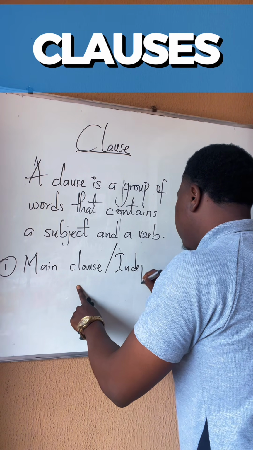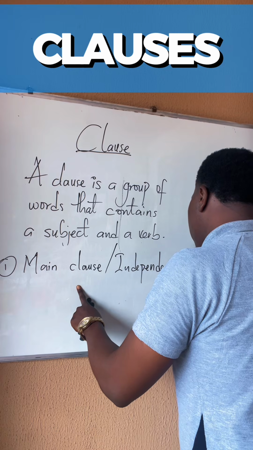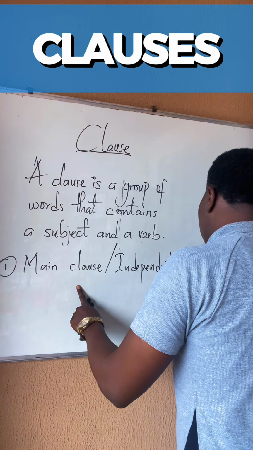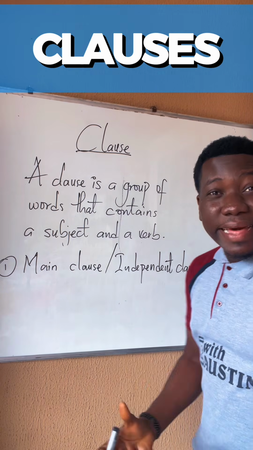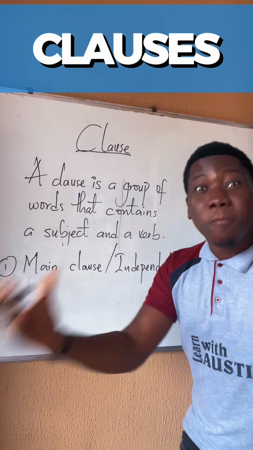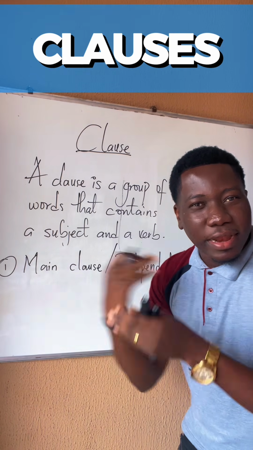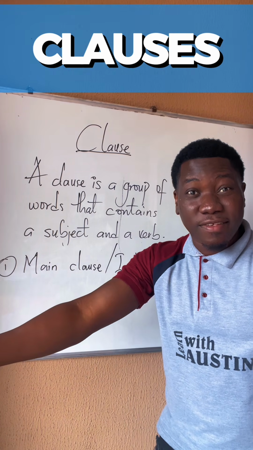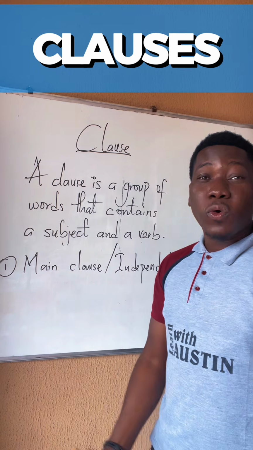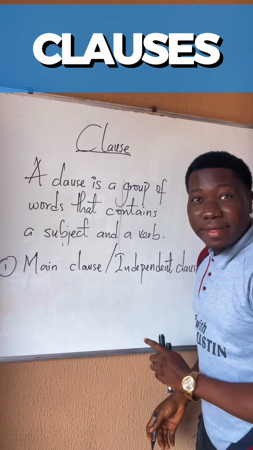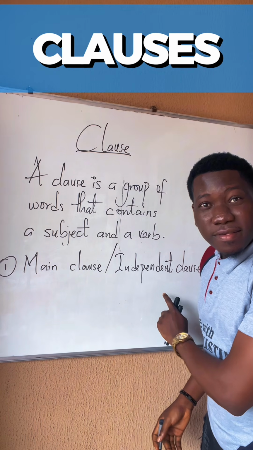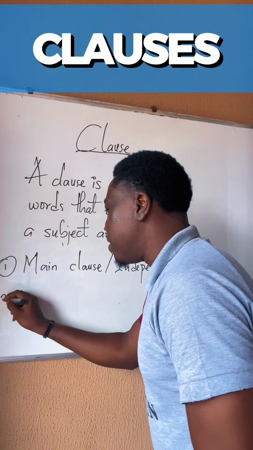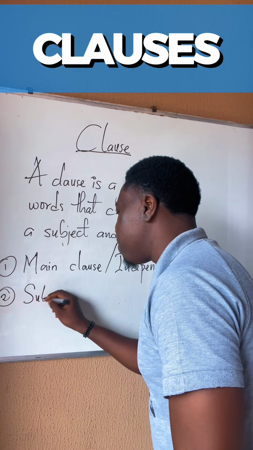The main clause is also called independent clause. Independent, meaning it can stand on its own because it makes complete thought. There is no need for an addition of words. It already expresses complete thought. It can stand on its own as a sentence. It is an independent clause.